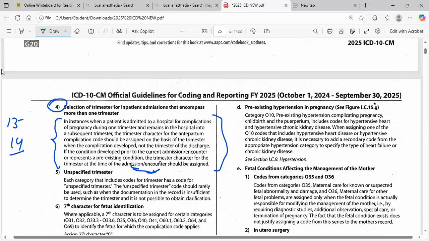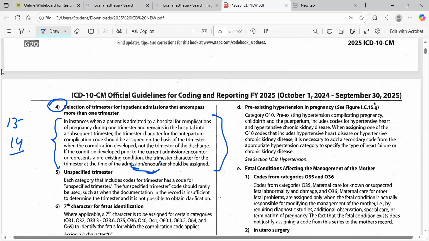Done with the reading? Any questions, any doubt? Shall we move further or would you like me to repeat this guideline one more time? Can you repeat, ma'am? Sure.